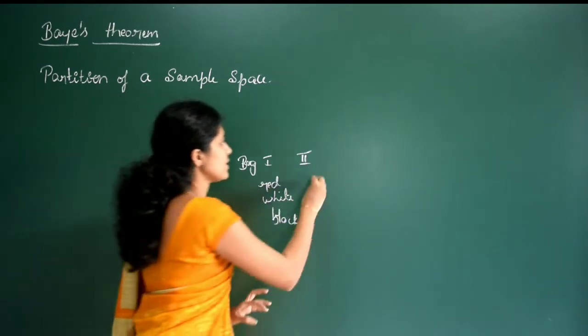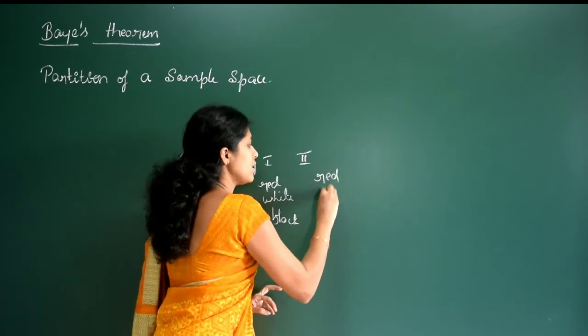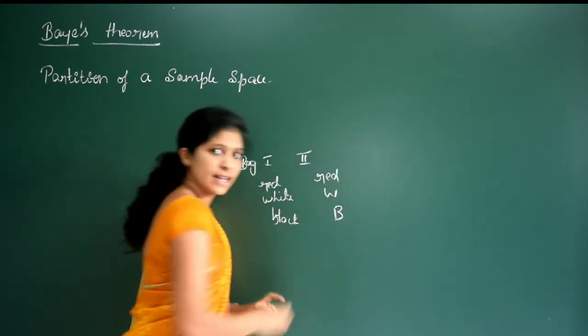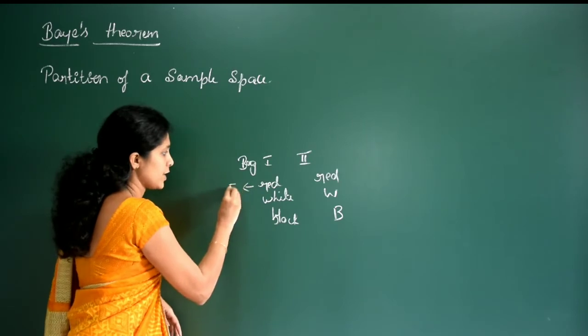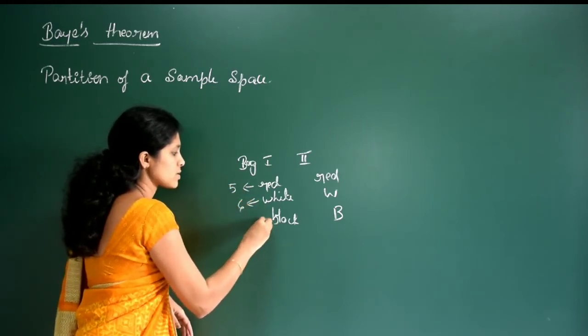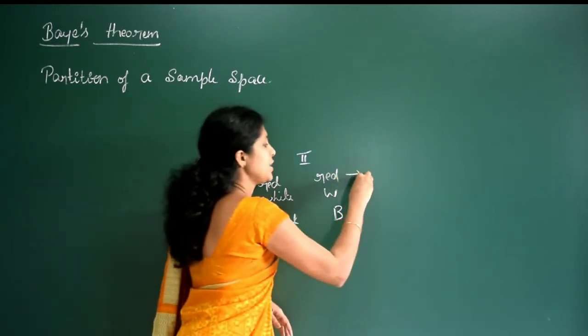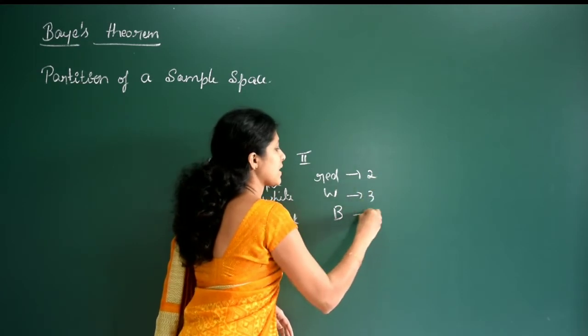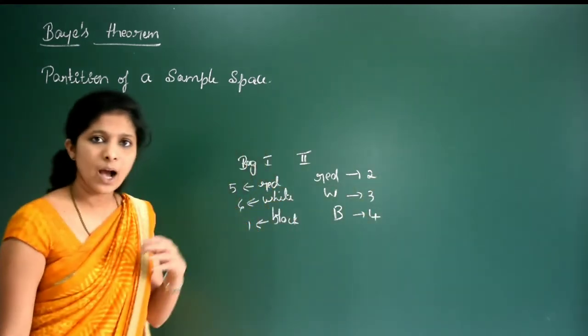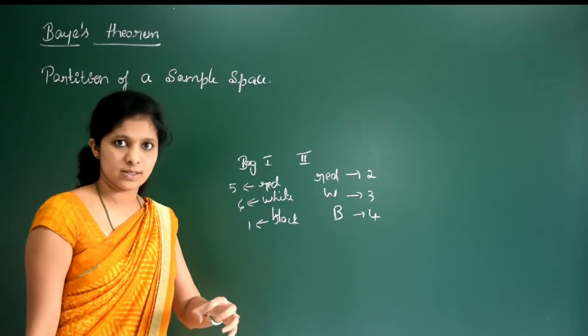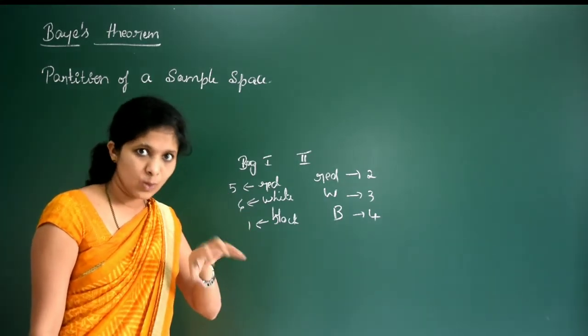Here also the same colored balls are there: red, white and black. Let me consider here 5 red balls, 6 white balls, 1 black. Here red 2, white is 3 and black is 4. Okay. Now I want to draw a black ball. If I want to draw a black ball, there are two possibilities.